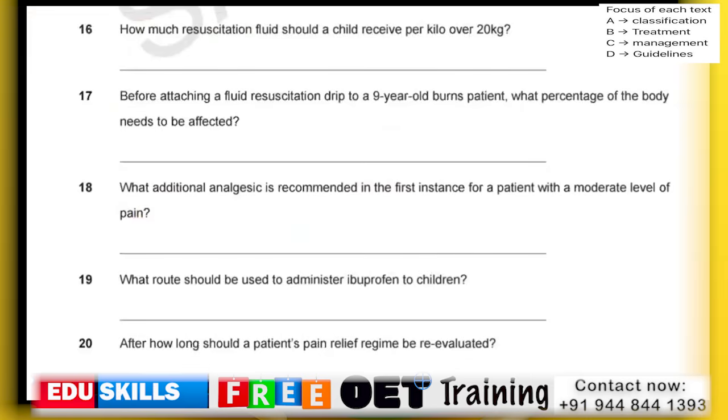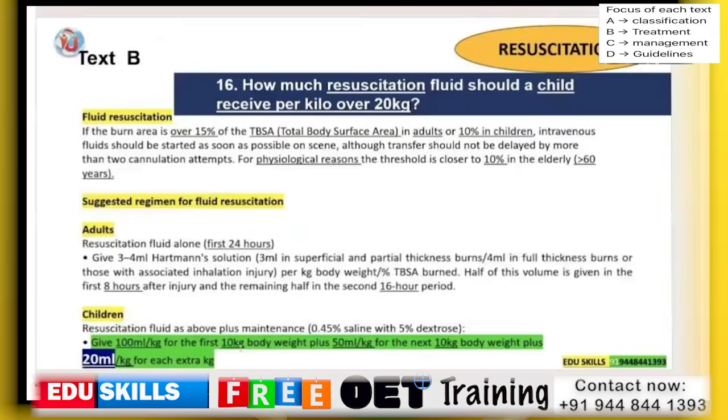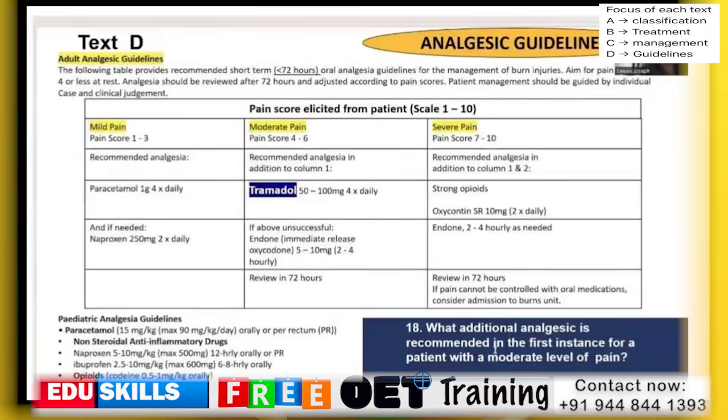Then question number 18. What additional analgesic is recommended in the first instance for a patient with a moderate level of pain? So the hedging words are patient with a moderate level of pain. In text D, we can see adult analgesic guidelines. There are 3 columns. In the second column, we can see moderate pain. So tramadol they have given. So the answer is tramadol.